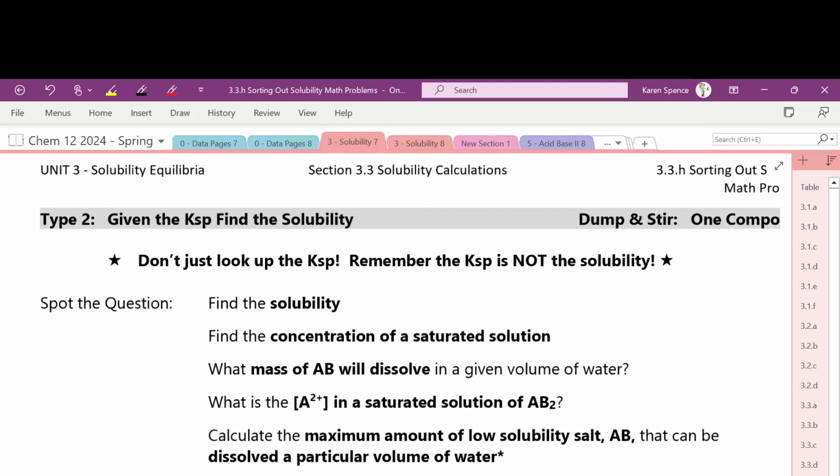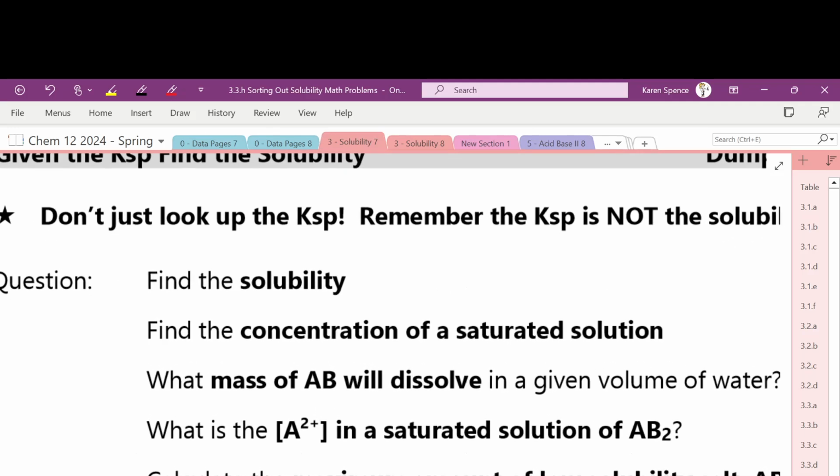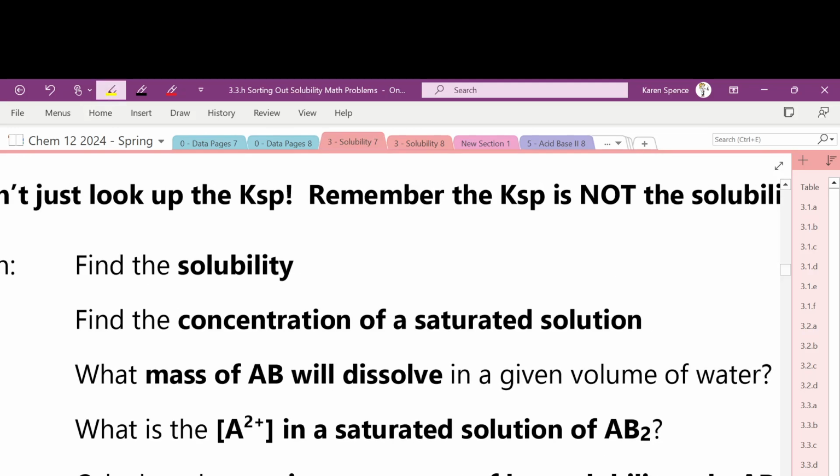Okay, now we're going the other way, type 2. So type 1, given the solubility, find KSP. This one, given the KSP, find the solubility. So we're going backwards. Spot the question. You're looking for words like find the solubility. And what is solubility? Solubility is the concentration of a saturated solution. So if they're asking you for concentration of a saturated solution, they are asking you for solubility.